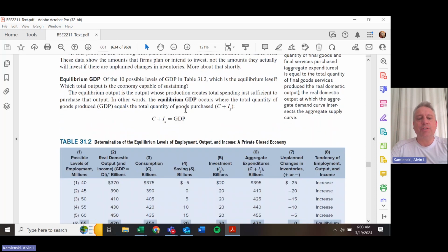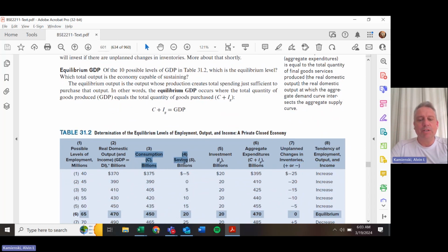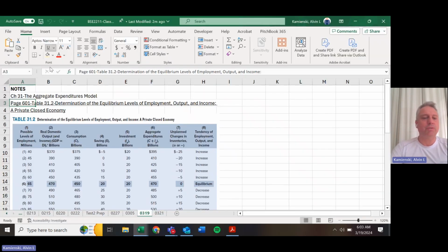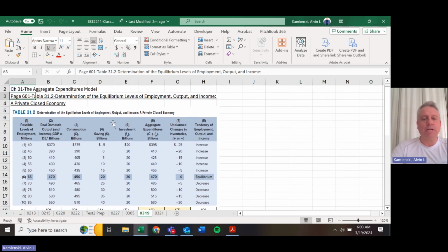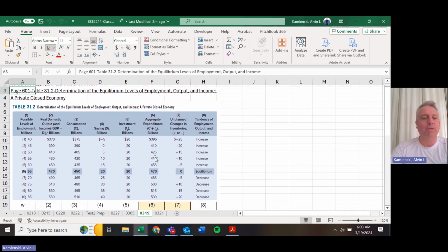Now we're going to start off with this notion, though, of a private closed economy, which means for us we're really only thinking about the consumer function and the business function. We don't have government or the international sector in here. So I've taken the liberty of taking table 31.2 and put it into our notes tab. And what I'd like to do with you is first review the columns and then show you some of the basic calculations so you can see how equilibrium will work.